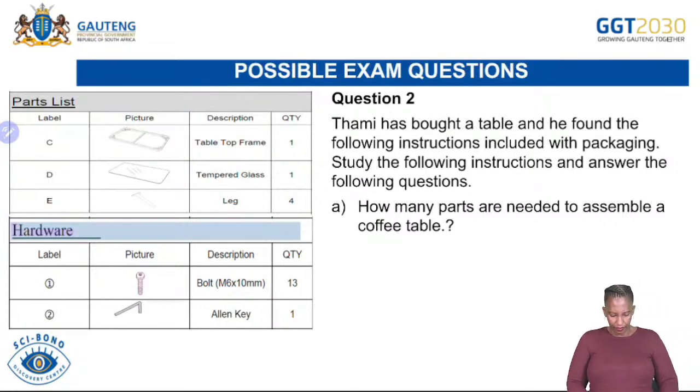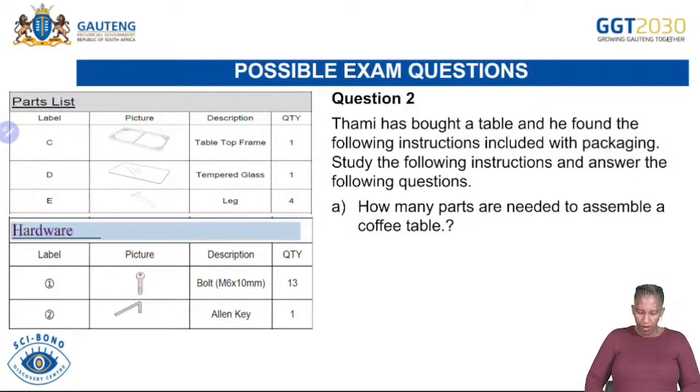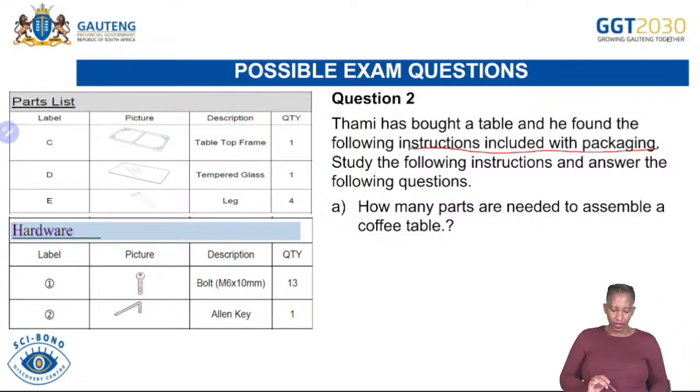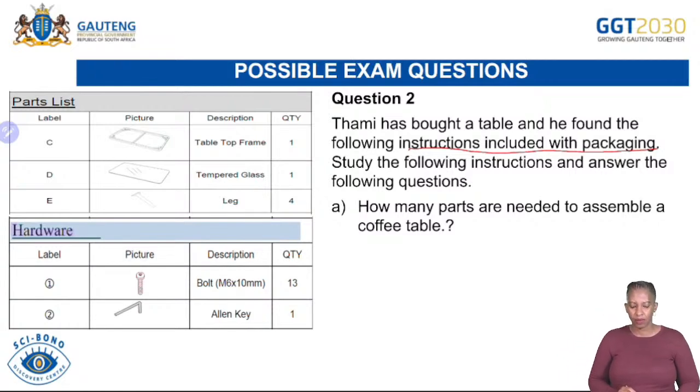With this one, it says parts list. Let's go through the question first before we can even look at the diagram given or the instruction given. It says Tammy bought a table. He found the following instructions included with packaging. Study the instruction and answer the following questions. So when he bought a table, it came with this parts list.